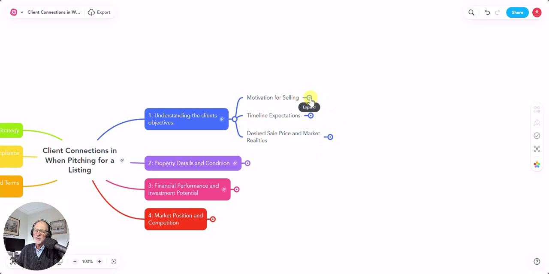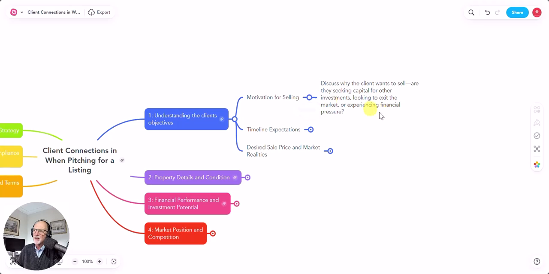The motivation for selling, you've got to understand that from the start. Discuss why the client wants to sell. Are they seeking capital for another investment? That would be good to know. Looking to exit the market, or are they experiencing financial pressure? So what is the reason for the sale? Dig down into that. Get to the real facts of that event.